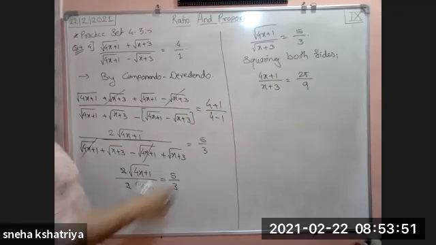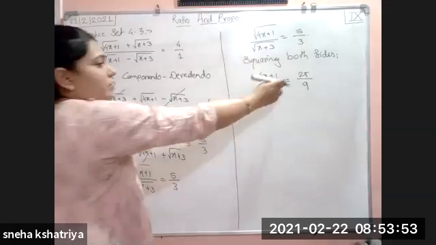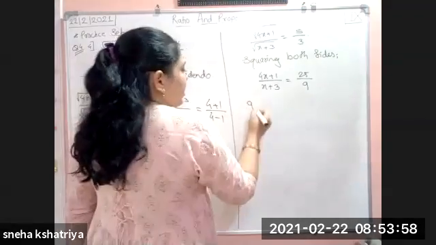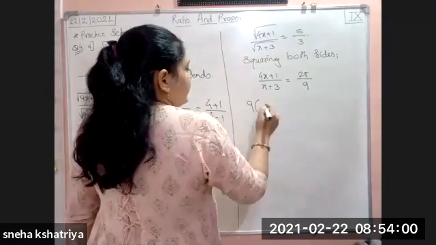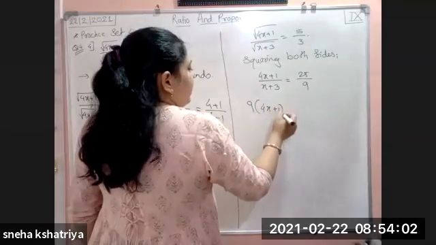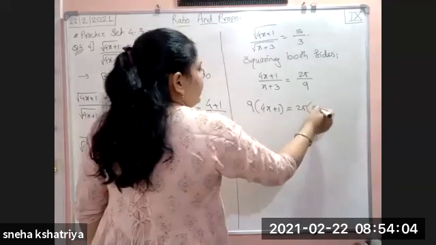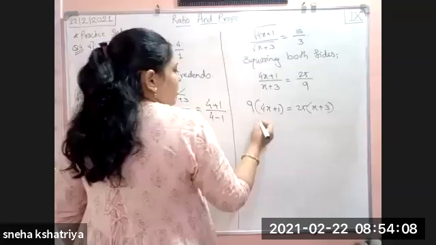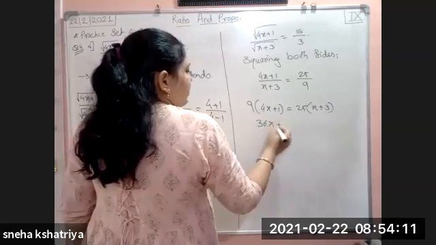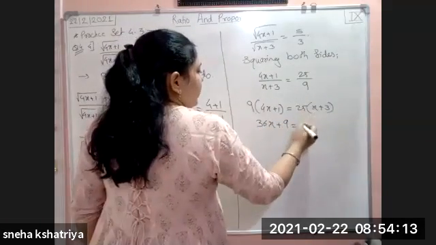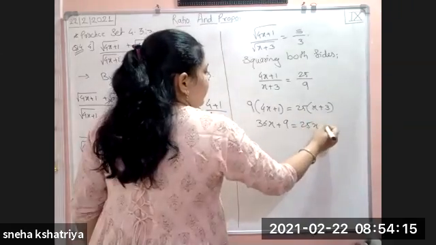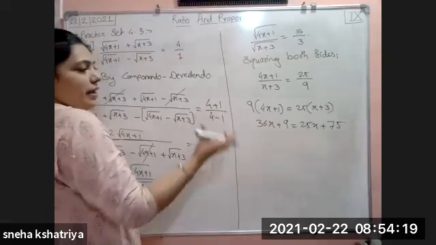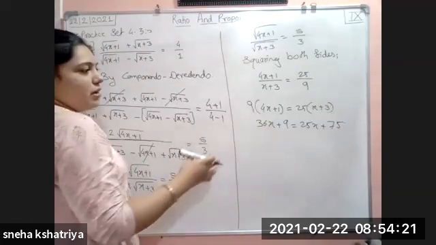9 multiplies with 4x plus 1, and 25 will multiply with x plus 3. So what we will get? 9 into 4x plus 1 is equal to 25 into x plus 3. 9 fours are 36x plus 9 ones are 9, which is equal to 25 into x, becomes 25x, and 25 threes is 75. Make x terms on one side and constants on the other side.